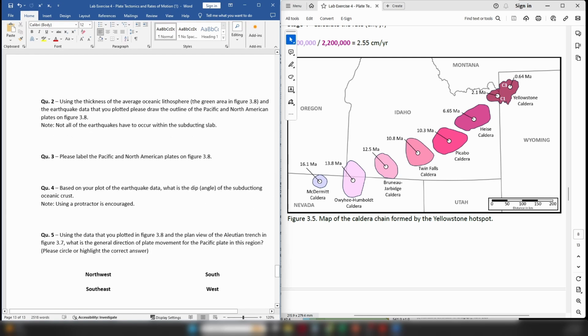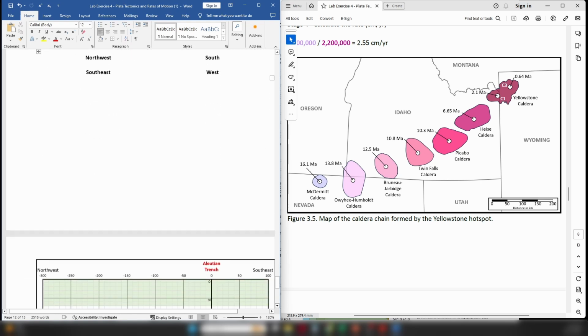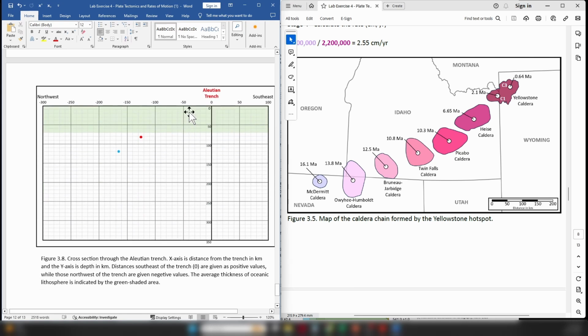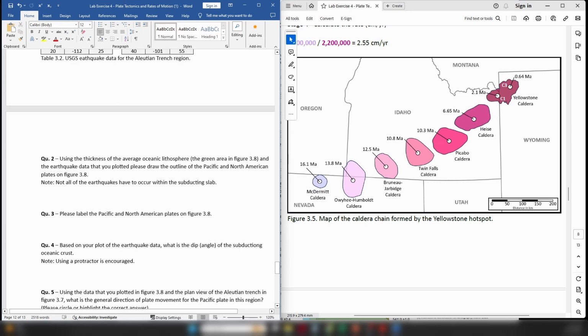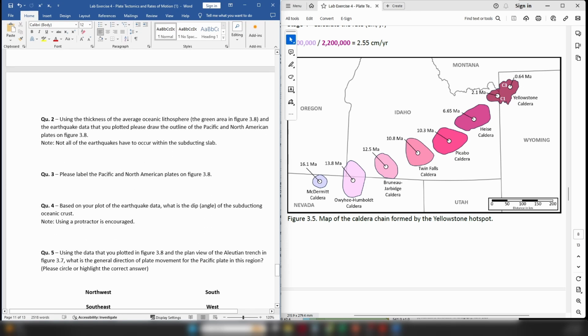So for question 2, once you've plotted all of these points, we are now going to begin to analyze the data. So for question 2, using the thickness of the average oceanic lithosphere, which is marked out here as this shaded green area. So this is the average thickness of oceanic lithosphere, which is about 70 kilometers on average. So what you're going to do is you are going to use the earthquake data that you plotted, and you're going to draw the outline of the Pacific and North American plates.